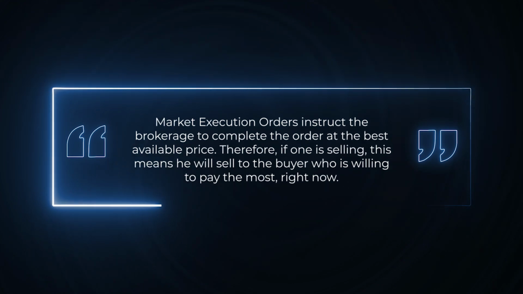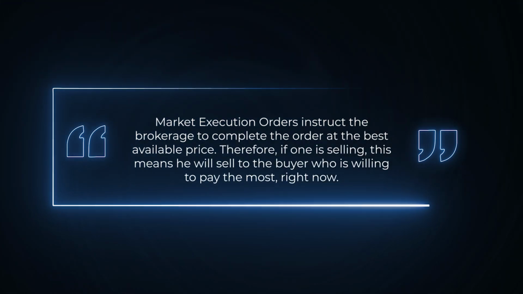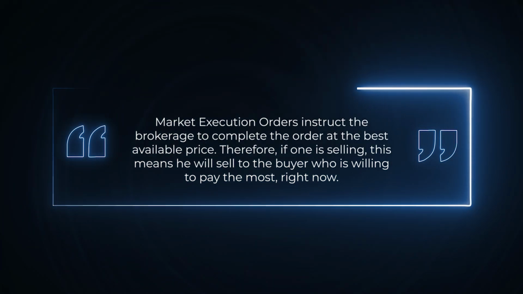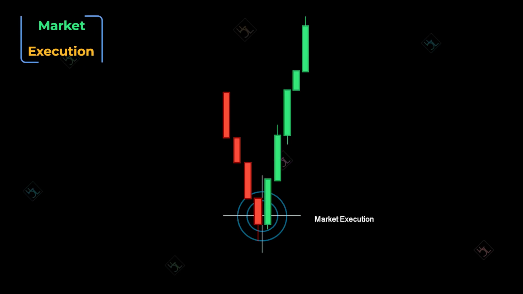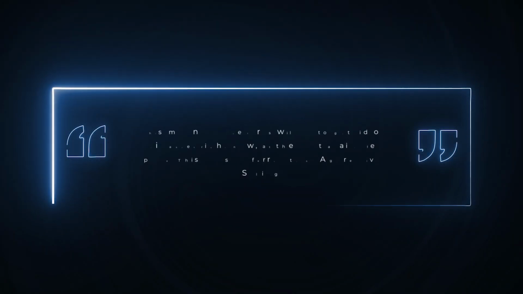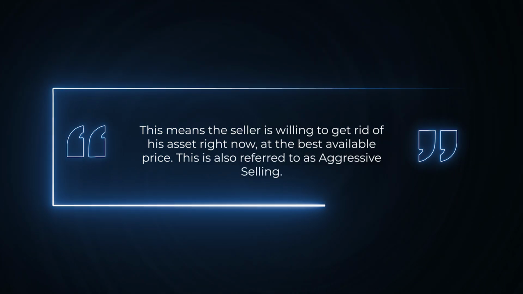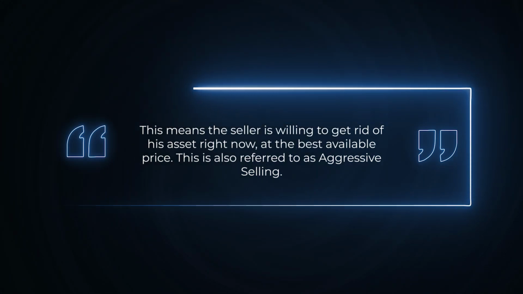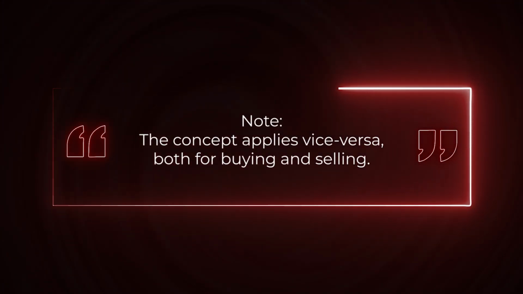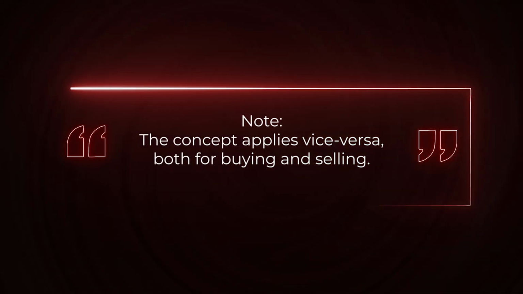Now let's look into market execution orders. They instruct the brokerage to complete the order at the best available price, as already mentioned. Therefore, if one is selling, this means he will sell to the buyer who is willing to pay the most right now. Vice versa, if one is buying, this means he will buy from the seller who is willing to ask for the least amount of price. In the example above, this means that the seller is willing to get rid of his asset right now at the best available price, which is also referred to as aggressive selling, or in the case of buying respectively, aggressive buying. Please note that the concept applies vice versa, both for buying and selling.